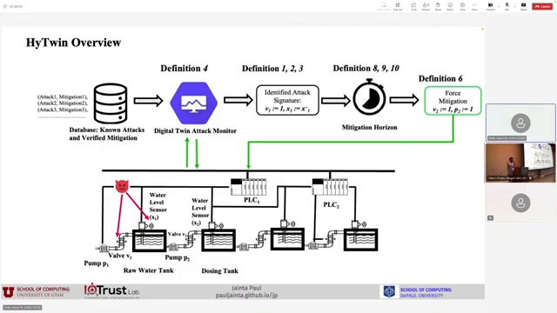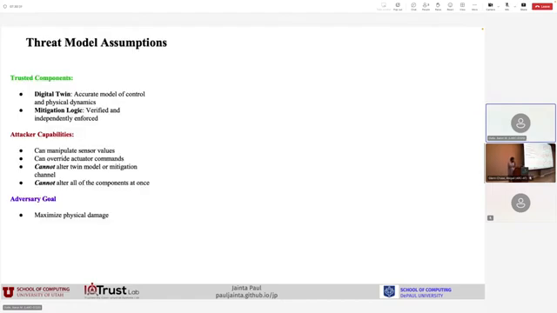And for our framework to work, we need some assumptions. We assume that the digital twin cannot be compromised. Mitigation logic is verified and will work. The mitigation channel cannot be compromised. The adversary can compromise the sensors, actuators, even the PLCs, but it cannot alter all the components at once. And the adversary cannot alter the digital twin model or the mitigation channel.